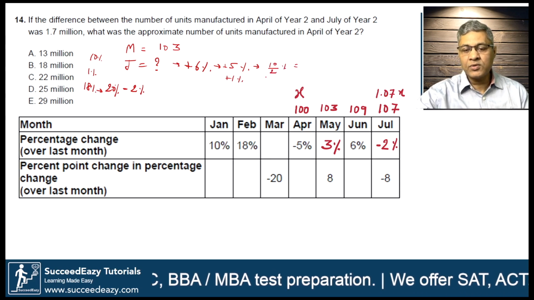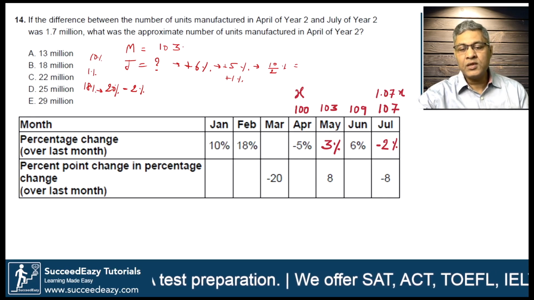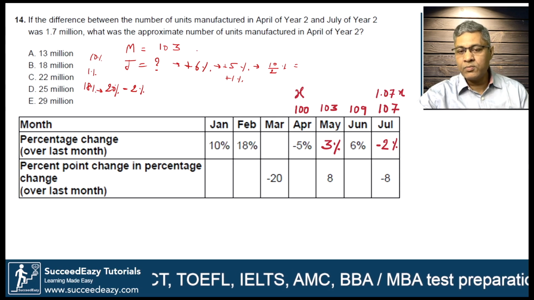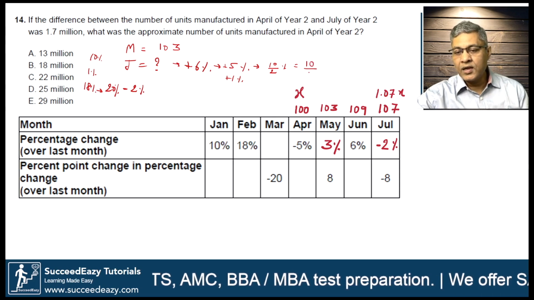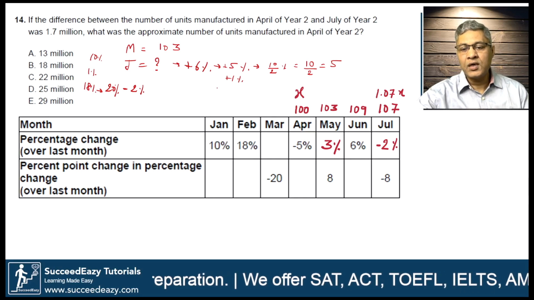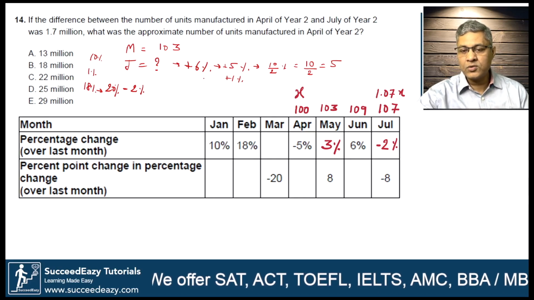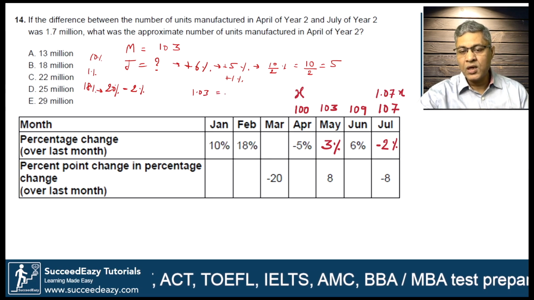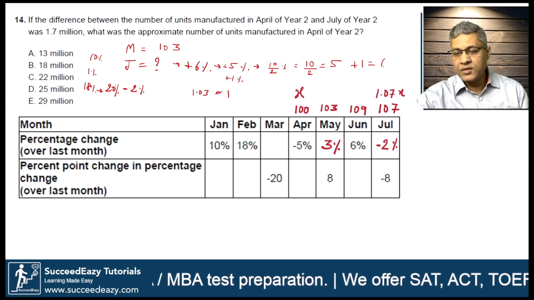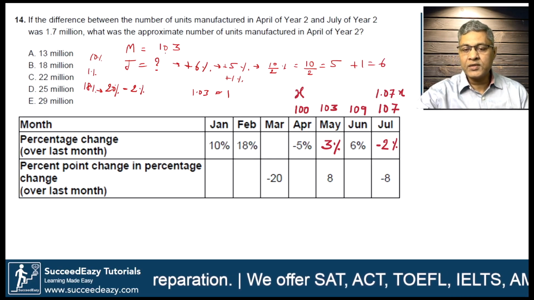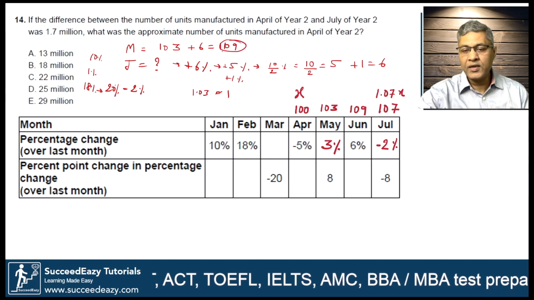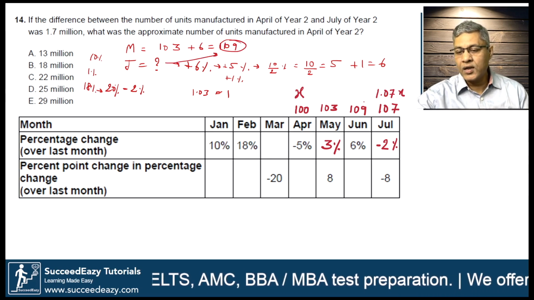Let's take 10%. 10% would be 10 by 100, that means 1 by 10. That means 103 divided by 10 would give you 10.3, rounded off to 10. 10 by 2 will give you 5, and 1% would be what? 1 by 100. So 103 by 100 would be 1.03, isn't it? You can round it off to 1, right? So add 1 to it, 5 plus 1, that means 6. So essentially what you get is 103 plus 6, that will give you 109 for July. That is how I got 109.